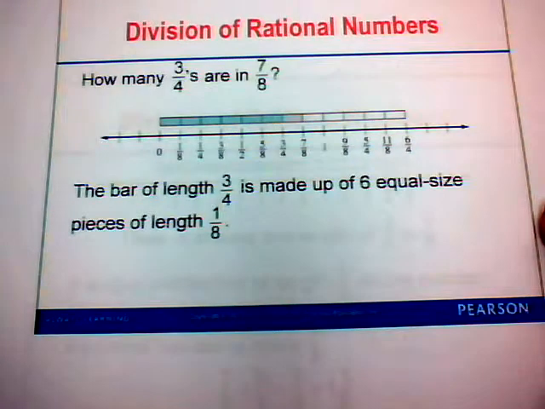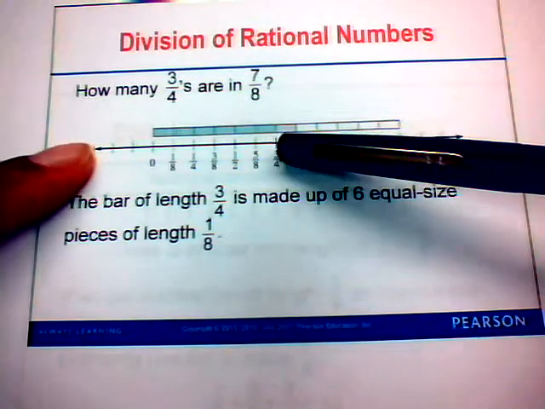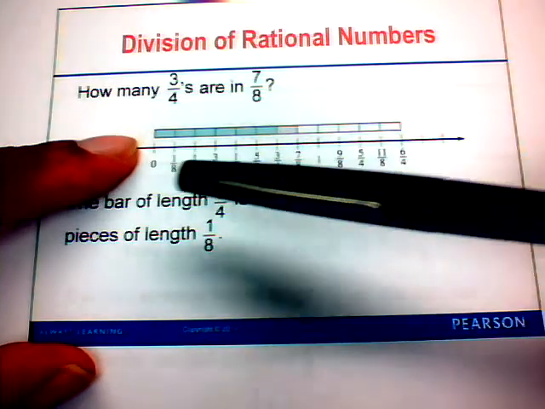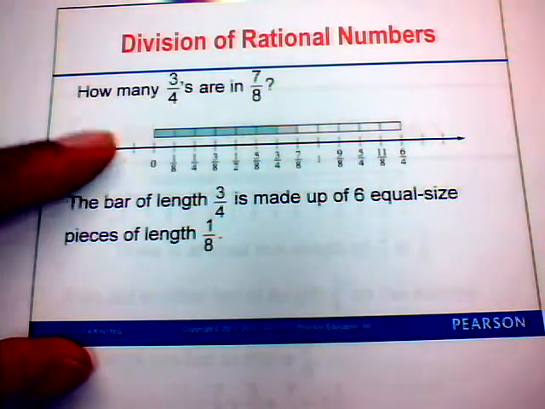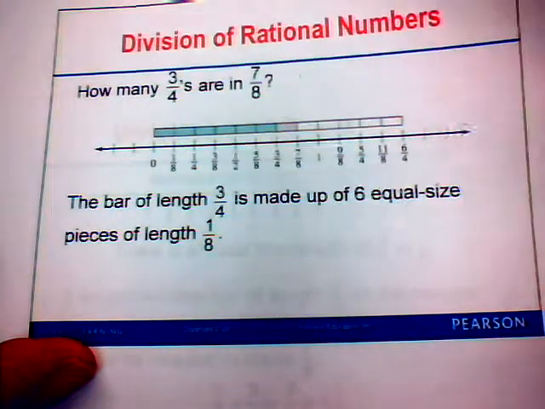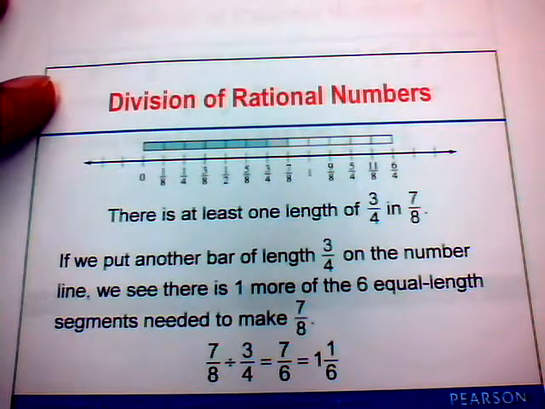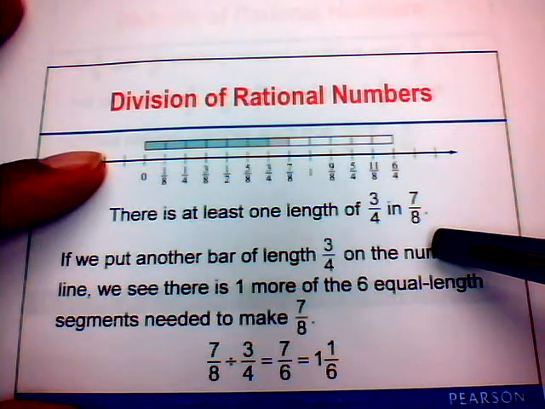Okay. Using this number line model, how many 3/4 are in 7/8? So here, the bar of length 3/4, as you can see in blue, is made up of 6 equal pieces of the length 1/8. And then there is at least one length of 3/4 in 7/8.